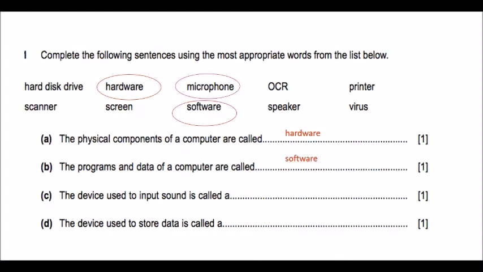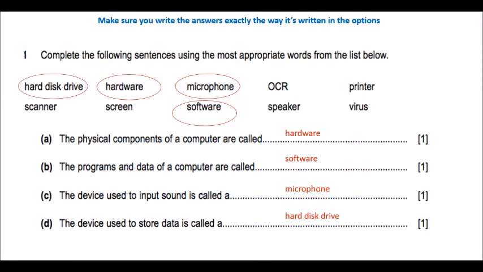Then next one. The device used to input sound is called what? Microphone. The one that we use to input sound into our computer is called microphone. Excellent. And next one, the device used to store data is called, can you guess? Hard disk. Excellent. The answer is hard disk. So you see, it's very easy, right? Okay, let's go to the next question.